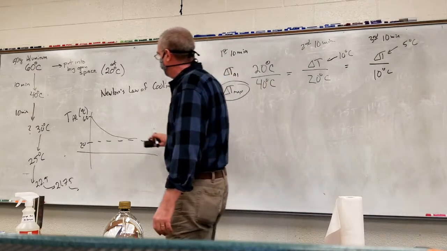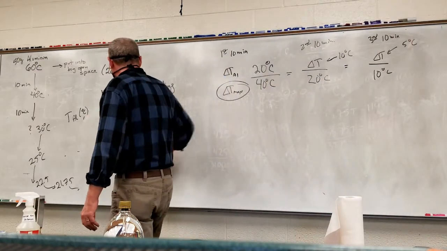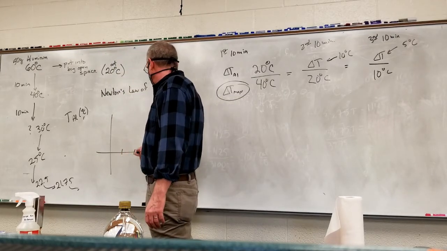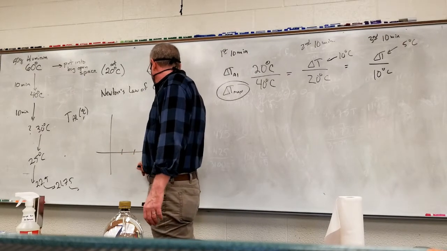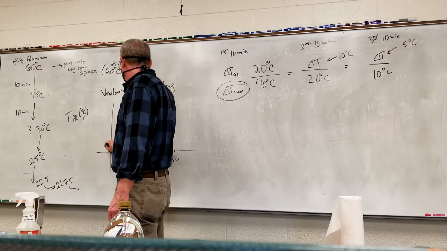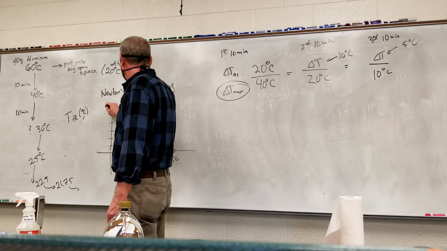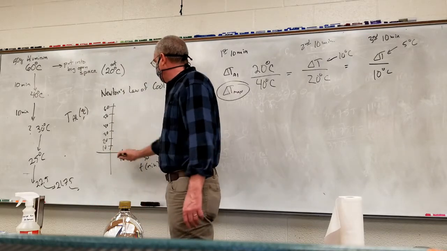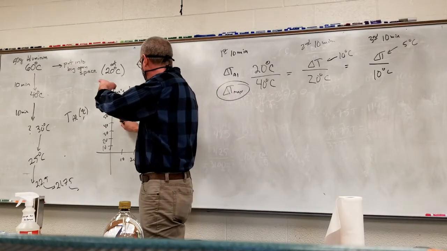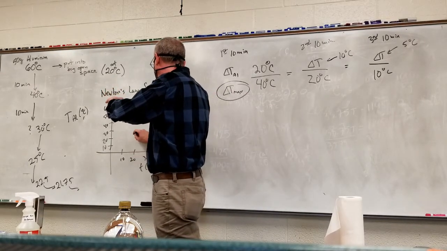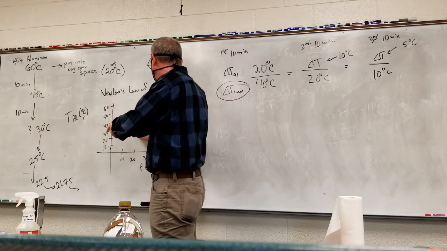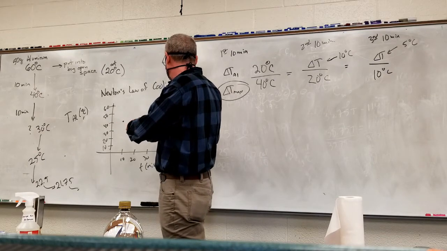So if I had some sense of plotting properly here, let's see how well this will actually show up. So these will be 10-minute increments. So time in minutes. So 10, 20. So at time 0, it's at 60 degrees Celsius. At 10 minutes, it's at 40 degrees Celsius. At 20 minutes, it's at 30. 30 minutes, it's at 25. 40 minutes, it's 22 and a half.